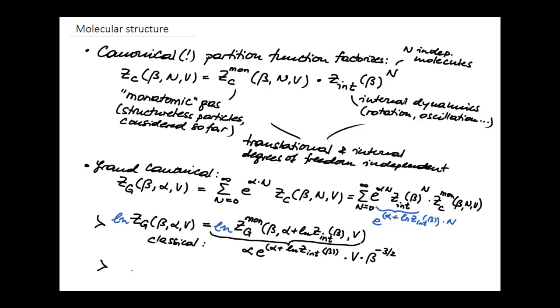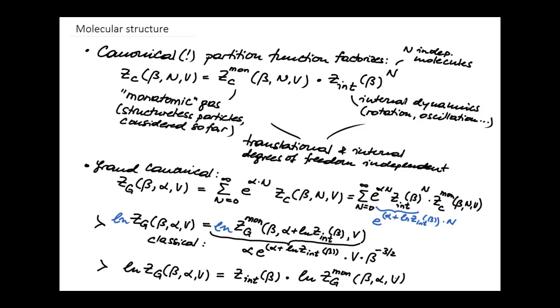So you find at the end that the log of the full grand canonical partition function of a gas with internal structure is given by the internal partition function of the molecules times, well, all that remains is the e to the alpha times volume times beta to the minus 3/2, which is once again the ordinary grand canonical partition function of a structureless gas in the classical limit, or the log of that. So this is the log of the grand canonical partition function of a monatomic gas as a function of beta, alpha, and volume.